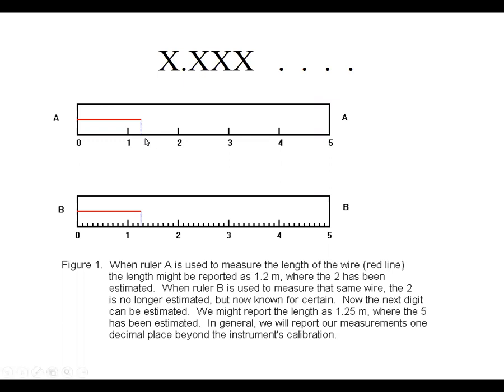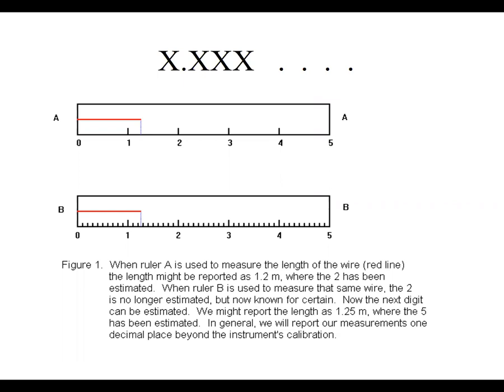It might be 2/10 of the way between the 1 and the 2. It certainly looks like it's closer to the 1 than it is to the 2. So 1.2 would be good. And so we might express the length of this wire as 1.2 meters. And so this ruler then is letting us express that measurement to 2 significant figures, where the first figure is known with certainty and the second figure is an uncertain figure, or one that has been estimated.